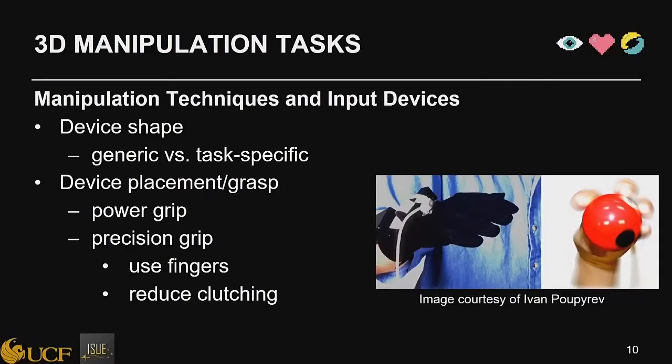Then, of course, you always have to think about the input device that you're using when you're looking at 3D manipulation tasks, right? There are very generic devices that can be used, and very task-specific devices, and it really depends on what you're trying to do. There's also placement, right? How you actually hold the device. You can have what's considered a power grip, a general all-purpose grip that allows you to do everything. Then you can have precision grips, where maybe you're using just your fingers to do more precise movements. Then sometimes you may have to do clutching, where you actually have to reset your hand on the device and then continue moving. These are all different things that you need to think about.